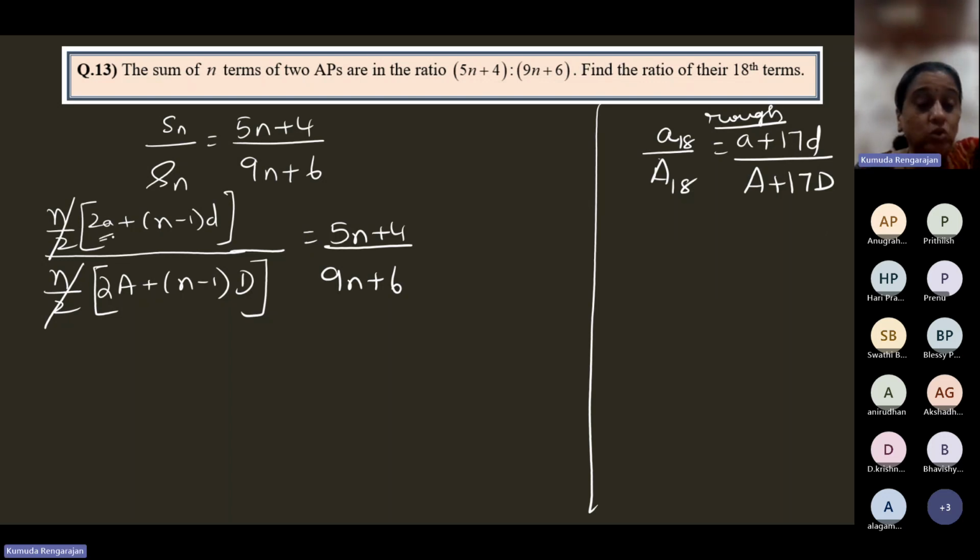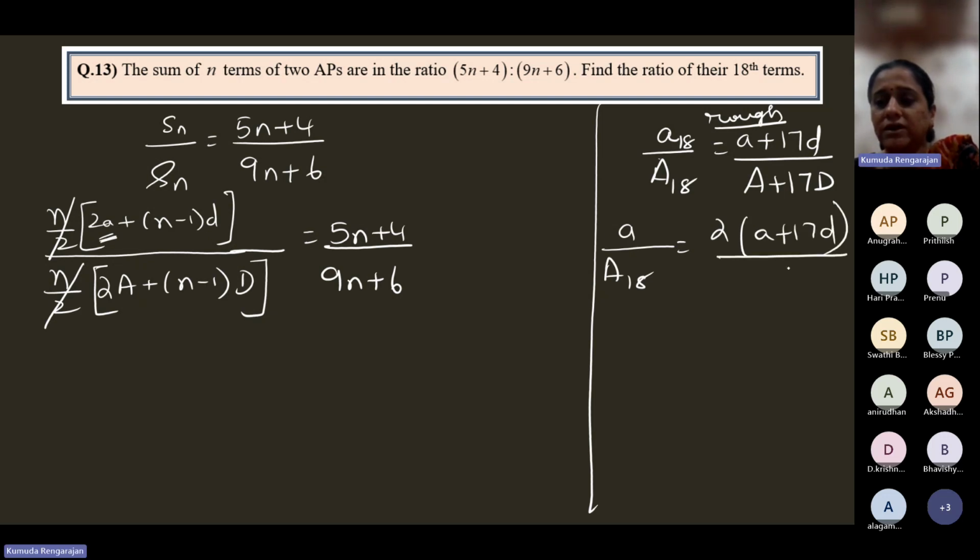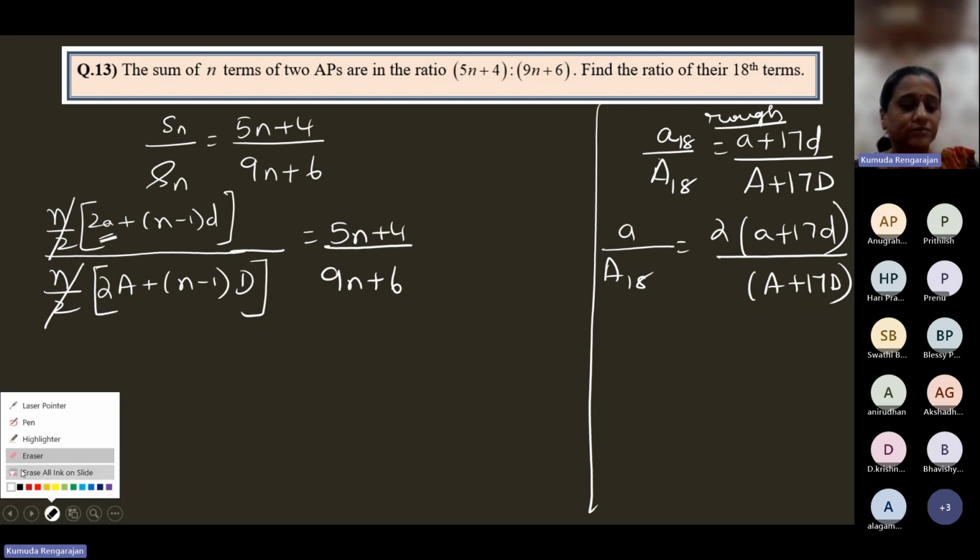But what do we have here? 2a. But we need to find a plus 17d. But you have 2a here. Okay, what we'll do, we'll multiply the numerator and denominator by 2. So 2 into (a plus 17d) by 2 into (A plus 17D). This is a rough work, children. Yeah, you can multiply the numerator and denominator by 2, no? Because anyway, you're not making any change, right? So you multiply the numerator and denominator by 2. So then what do you get?